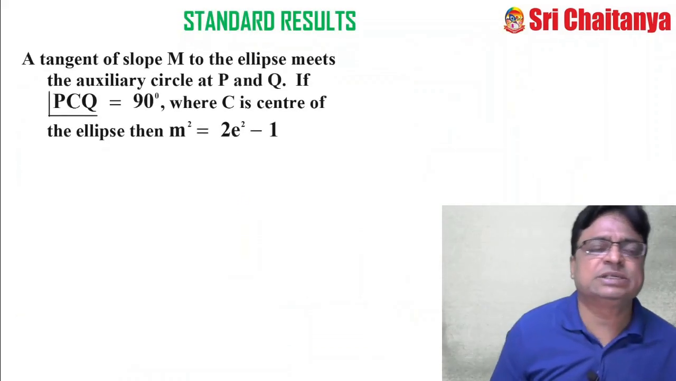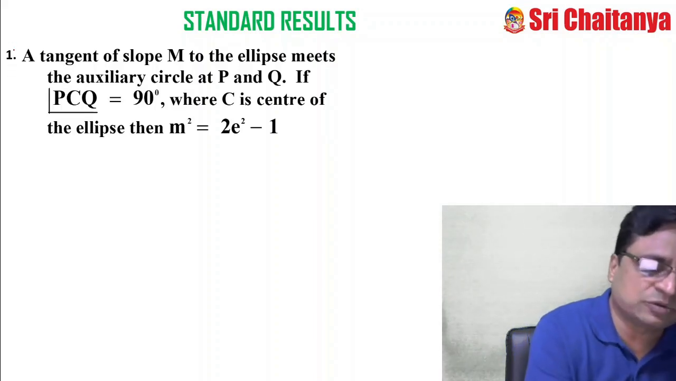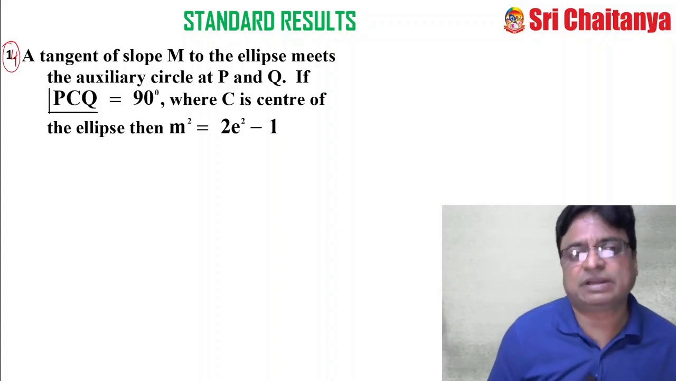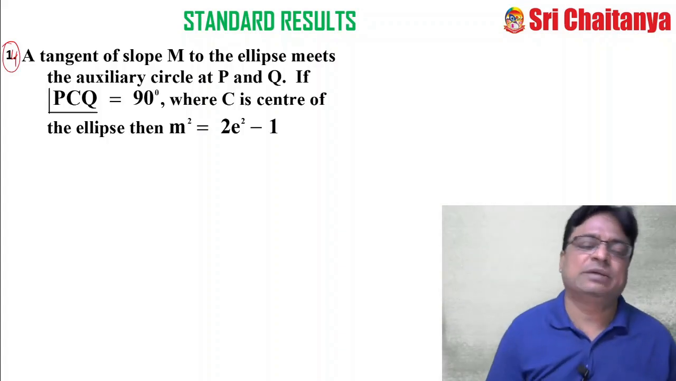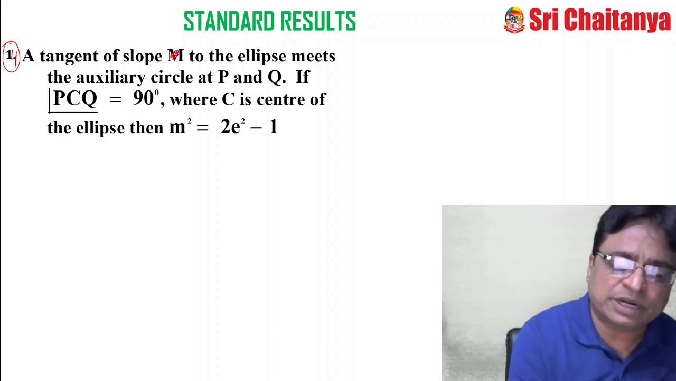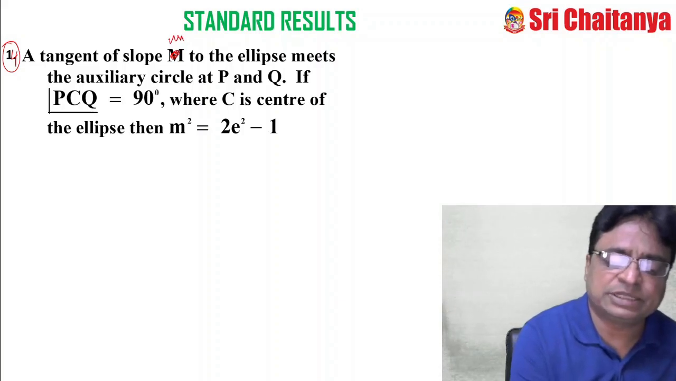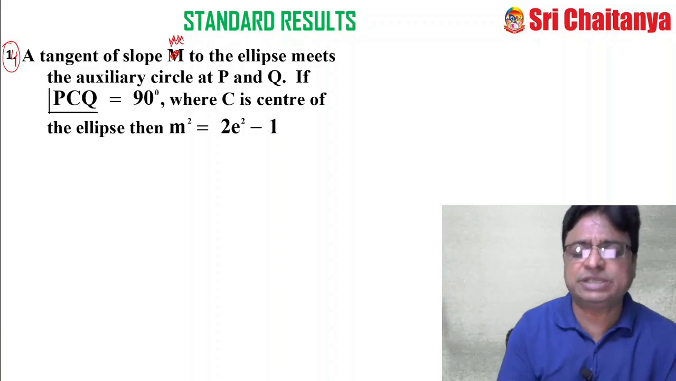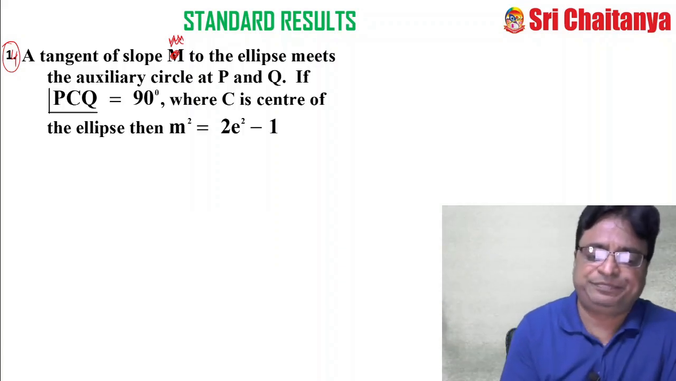Now coming to standard results, so far we have completed result number 13 in lesson number 7. This is the 14th result. Read the statement properly. A tangent of slope m, take this as small m, to the ellipse meets the auxiliary circle at P and Q.